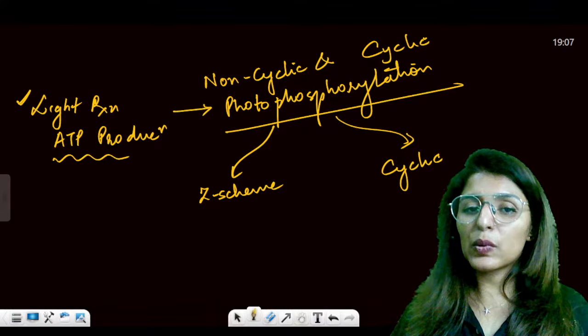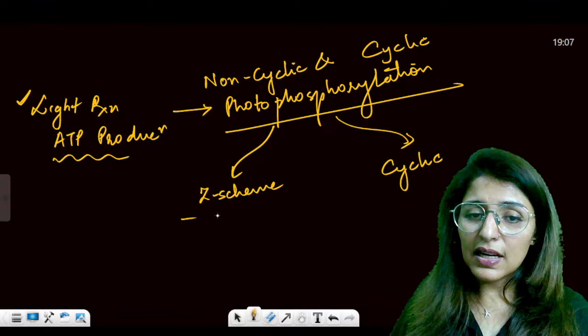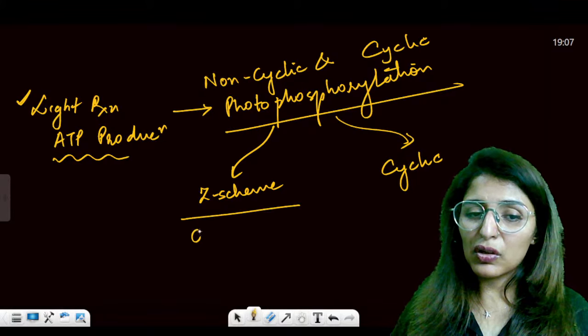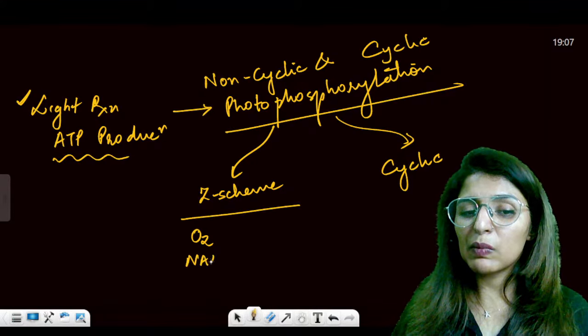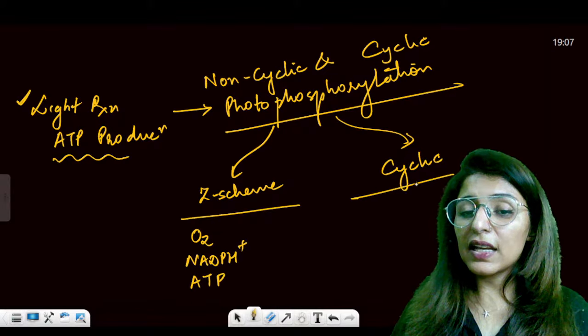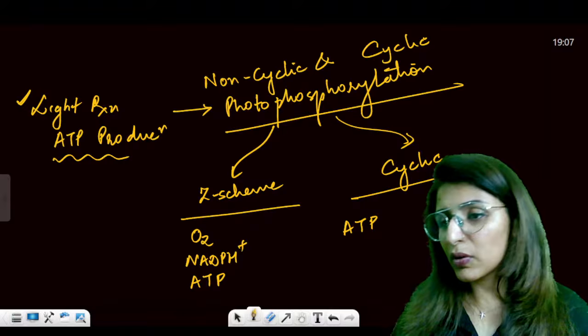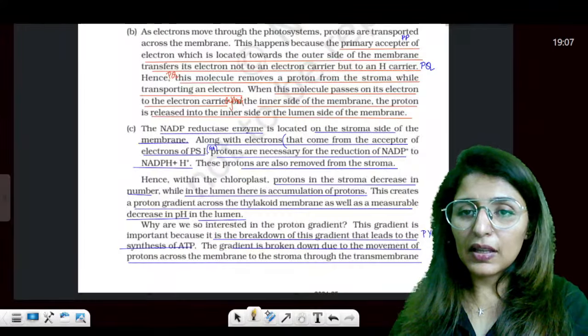Please tell me if these points are clear. So in the Z scheme, along with ATP production, we know oxygen is also produced and NADPH is also produced along with ATP. While in cyclic, it is only ATP that is produced. The rest of the two things will not be produced. So these are the things that are happening here.